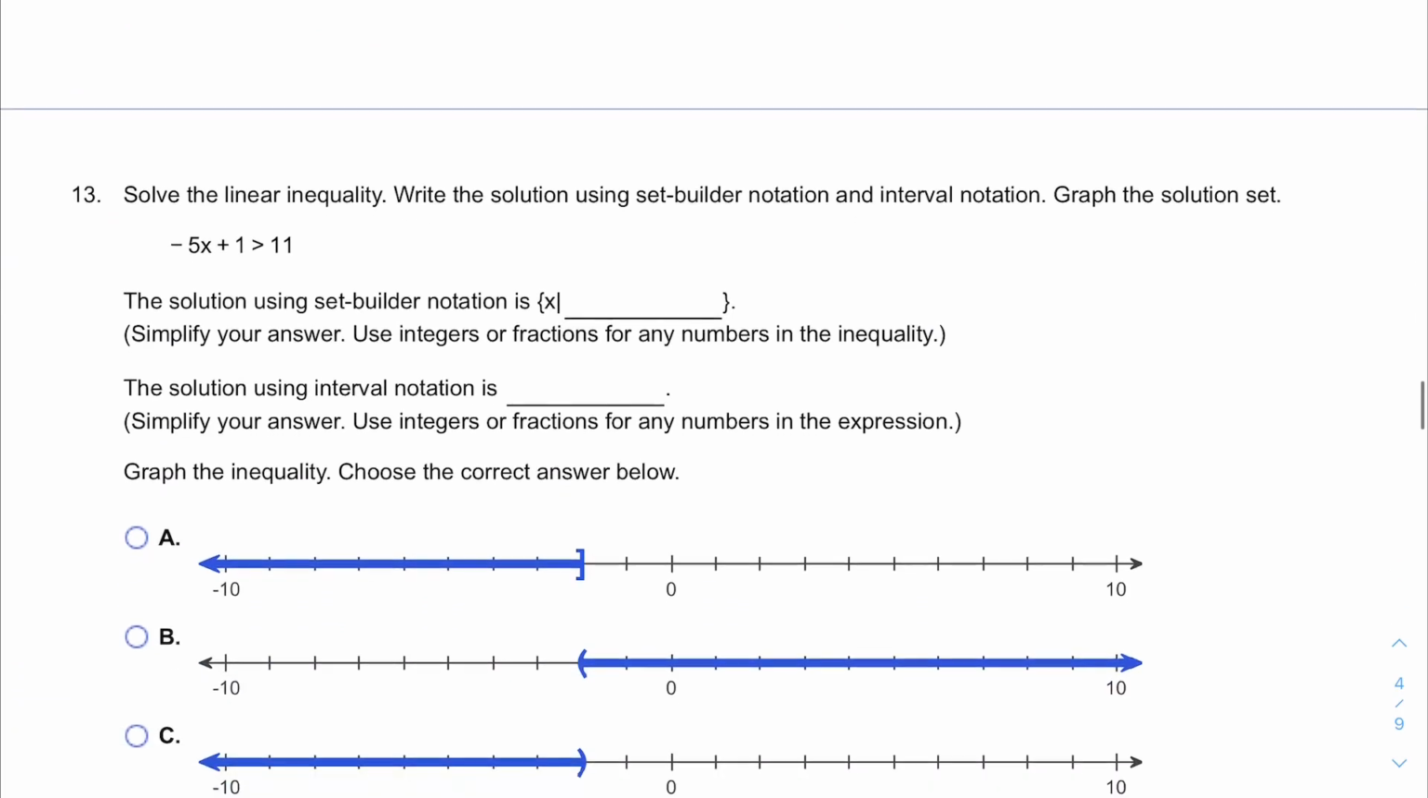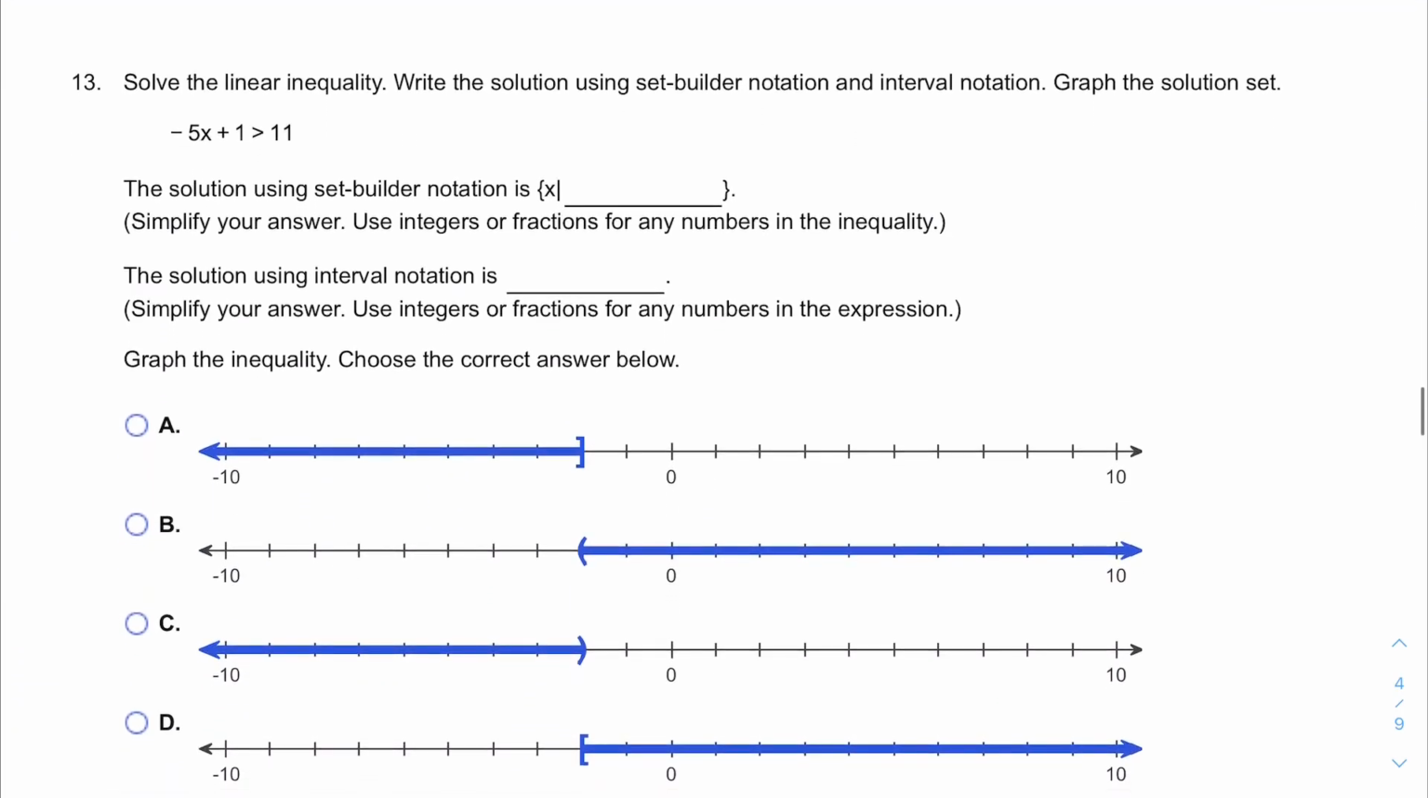Let's take a look at 13. We need to solve this problem on 13. And I think we could fit it all right here probably. So this says -5x plus 1 is greater than 11. First step, subtract 1.